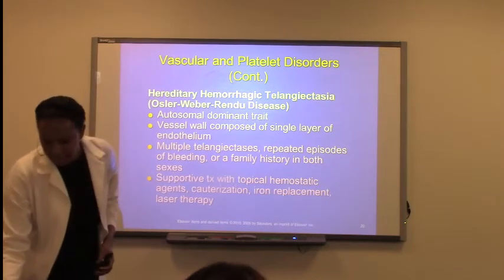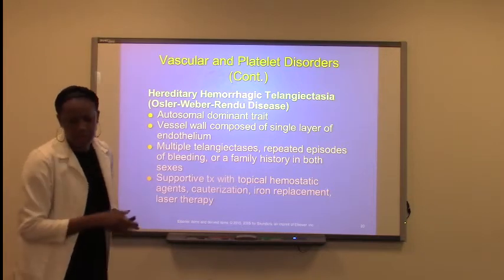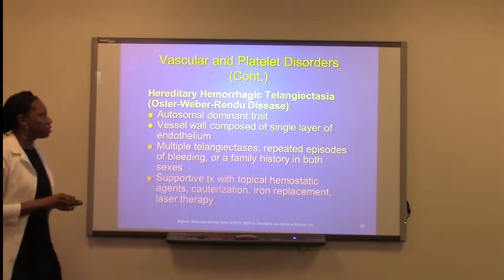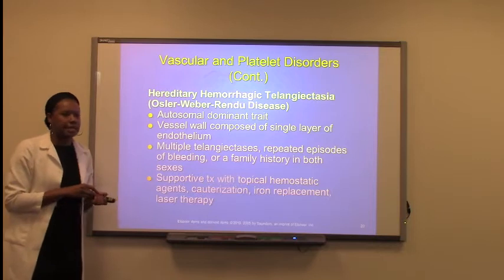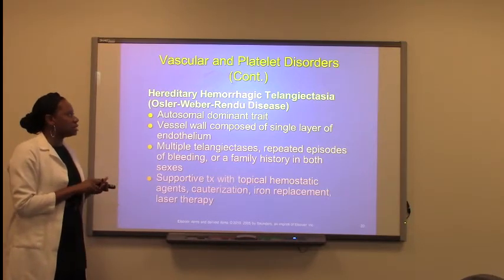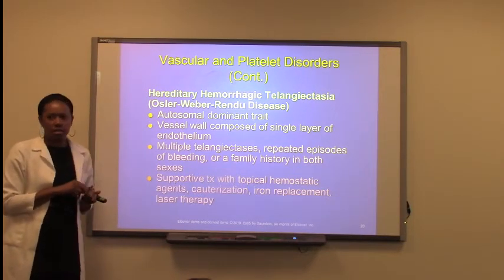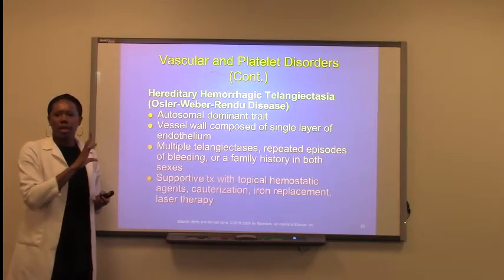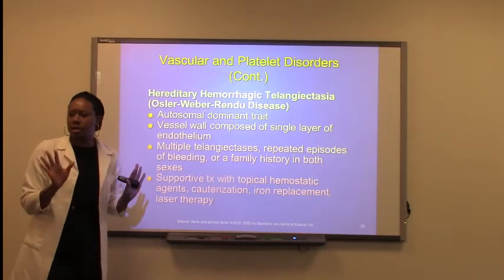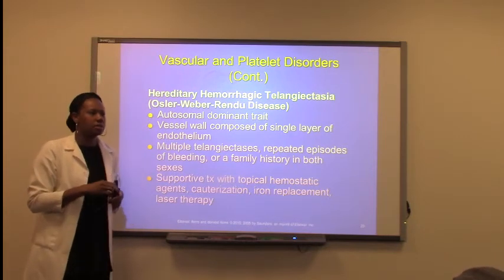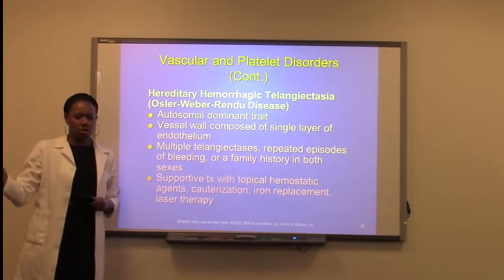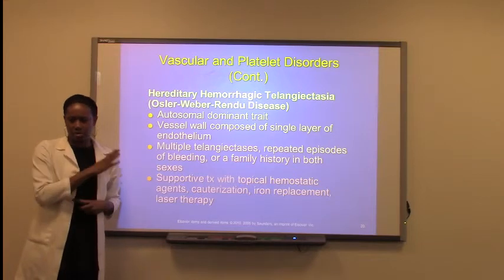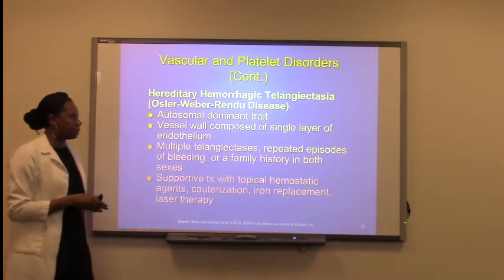Now, the next one that we're going to go over is what is called hereditary hemorrhagic telangiectasia, which is also known as Osler-Weber-Rendu disease. I know that's a mouthful. Make sure you know both names, only because I don't know which one will be on the test, and also in future classes, I'm not sure which one they'll use, so you'll know both of them.